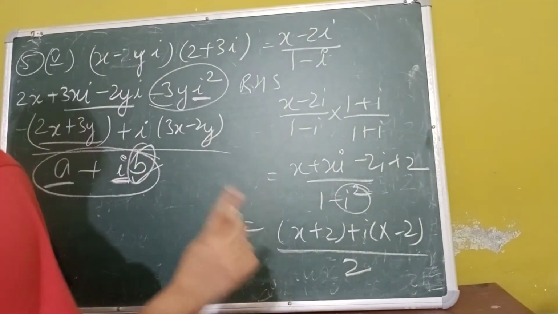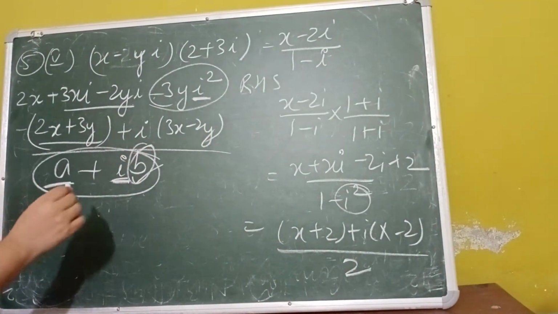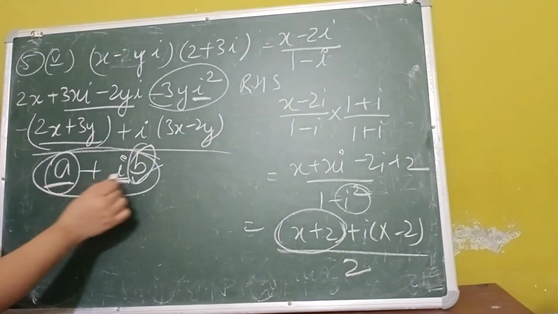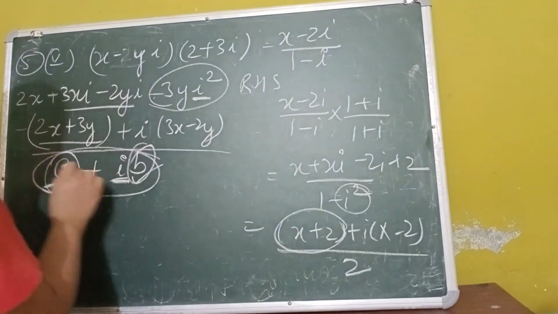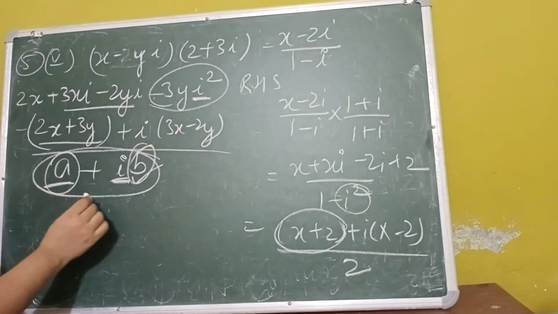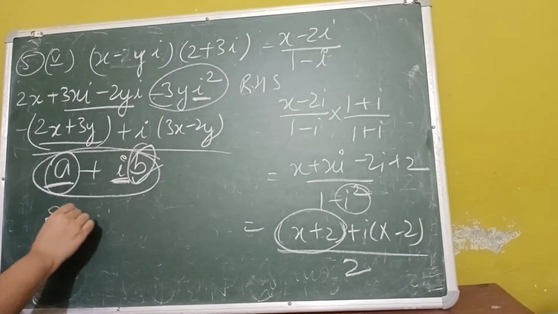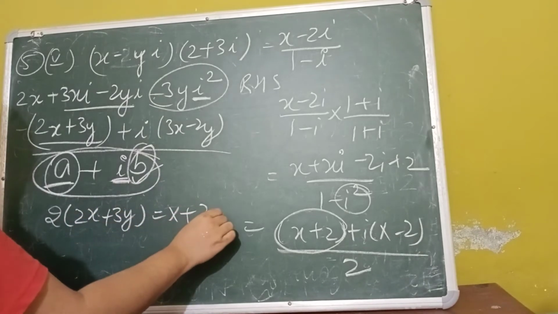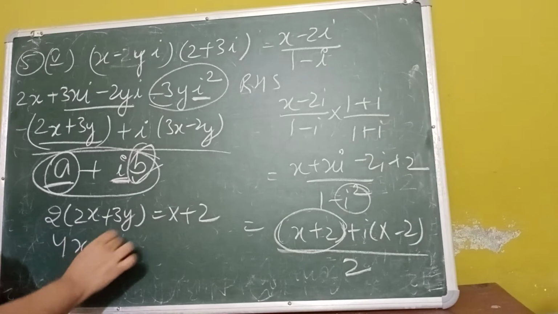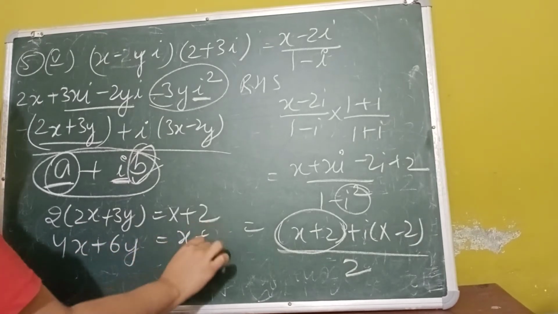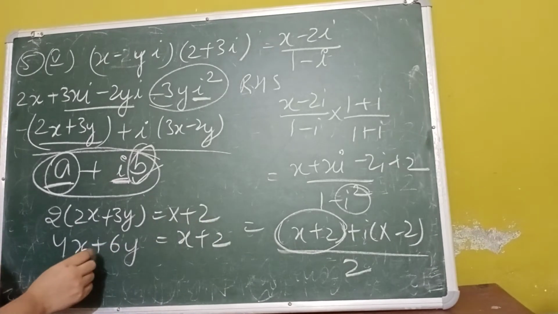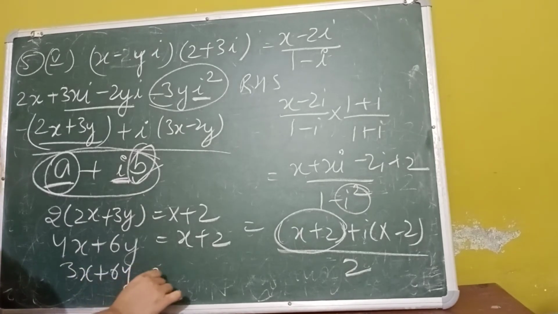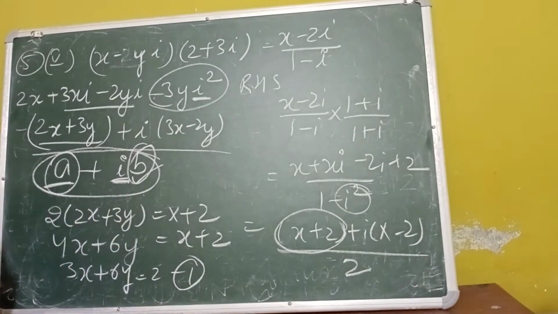So when I compare this a with this a, that means the terms without i, my equation will be 2 into (2x plus 3y) is equal to x plus 2. So it will be 4x plus 6y is equal to x plus 2. When I solve it, it will be 3x plus 6y is equal to 2. That is equation number 1.